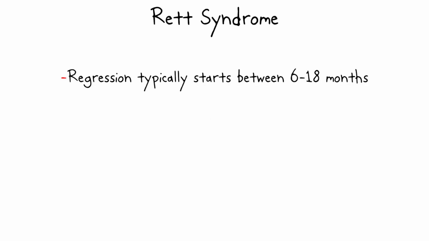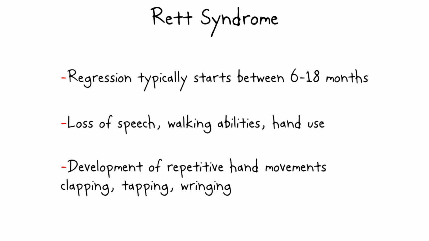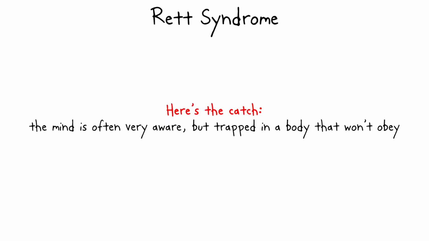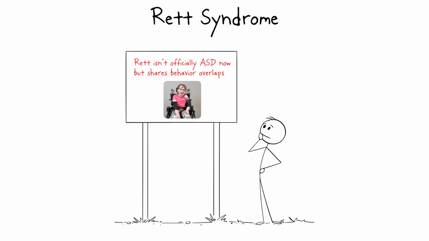Regression typically starts between 6 to 18 months. Loss of speech, walking abilities, hand use, and development of repetitive hand movements: clapping, tapping, wringing. Here's the catch. The mind is often very aware but trapped in a body that won't obey. About 1 in 10,000 to 15,000 girls are affected. Rett isn't officially ASD now, but shares behavior overlaps.